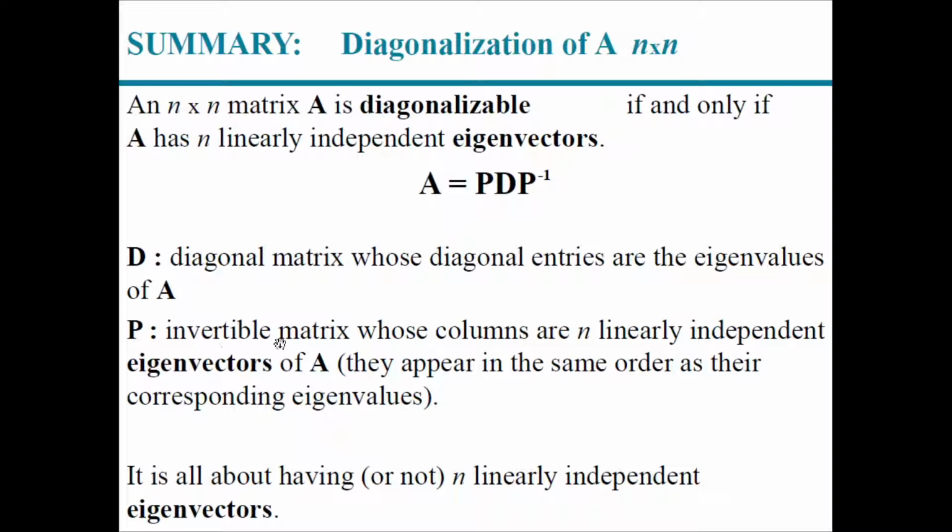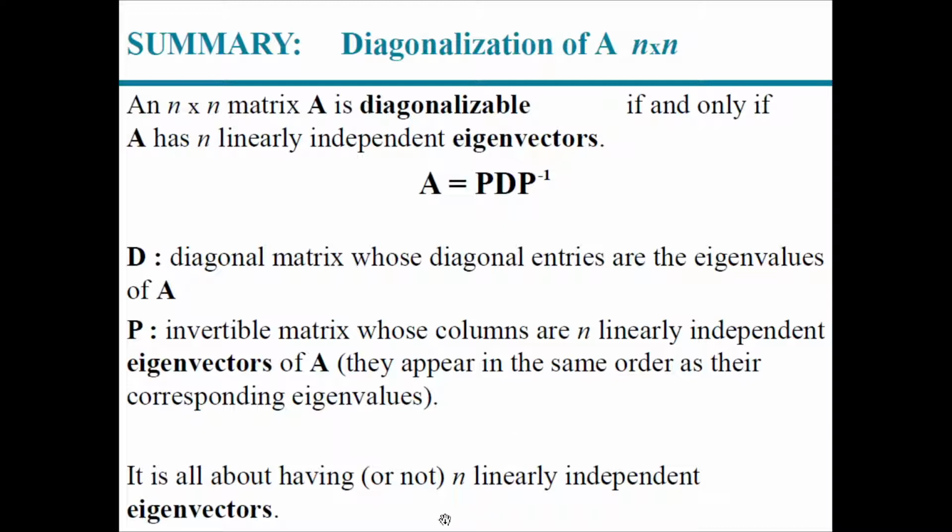So P is an invertible matrix, and the columns of that matrix need to be the n linearly independent eigenvectors of matrix A. So we will put the eigenvectors in the same order we put their eigenvalues in the matrix D. So if eigenvalue, let's say 7, is put in the first column of matrix D, then the corresponding eigenvector needs to be put in the first column of matrix P. So that's the idea. So the question is, does our matrix A have n linearly independent eigenvectors?